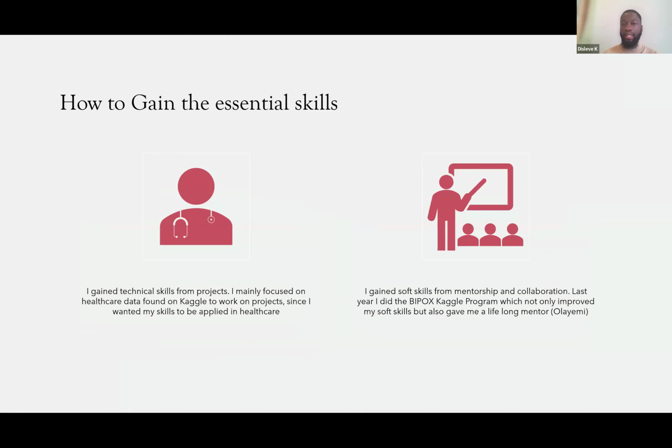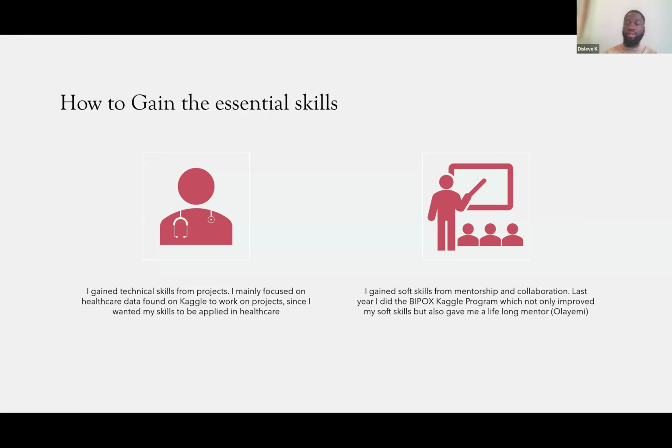So how do you gain these essential skills? For me, in terms of technical skills, before my internship experience, I learned technical skills by doing Kaggle projects and personal projects. It really helps a lot. It also gives you something to showcase when you're doing interviews, because you get to show the recruiter or the hiring manager that you were able to work on a task by yourself. You solved the problem, you're able to explain that problem, and you're able to make a presentation out of it.